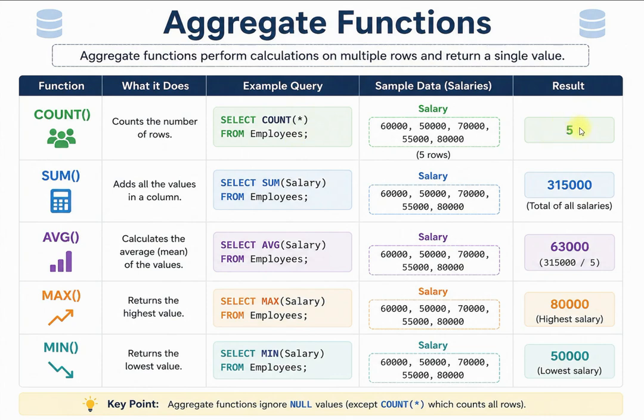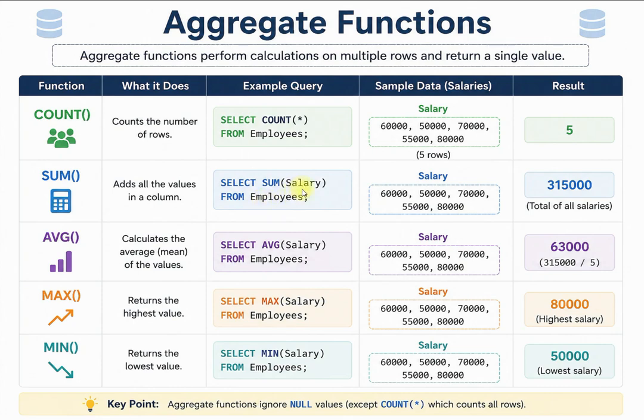So the number of employees in that table is 5. That is count. And if you want to know, for example, there are 10 employees and you want to know the sum of all the employees' salaries, so how much you are paying to all the employees. There are 10 employees working in a company and the owner wants to know how much salary he is paying to all his employees. Then the query is select sum of salary from employees.